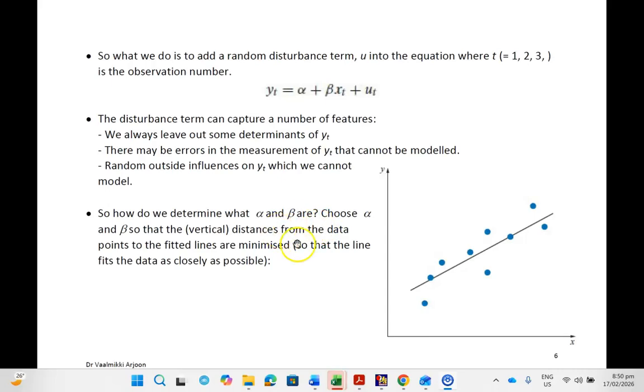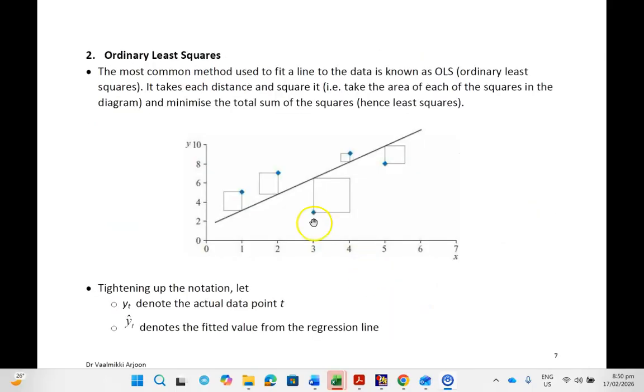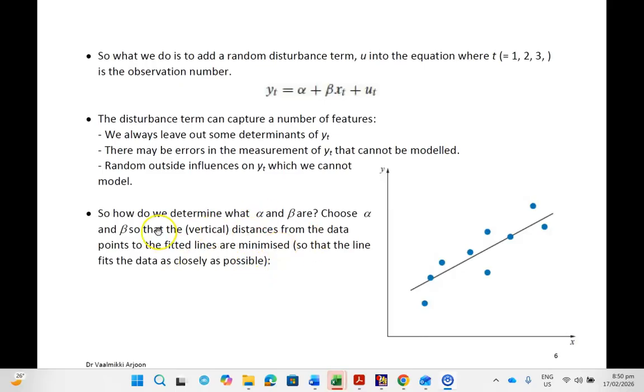So how do we determine what alpha and beta are? To determine what alpha and beta are, we choose alpha and beta so that the vertical distances from the data points to the fitted line are minimized, so that the line fits the data as closely as possible. We're not able to get all the data points on the straight line, but you're looking for the line that accommodates these data points as closely as possible.